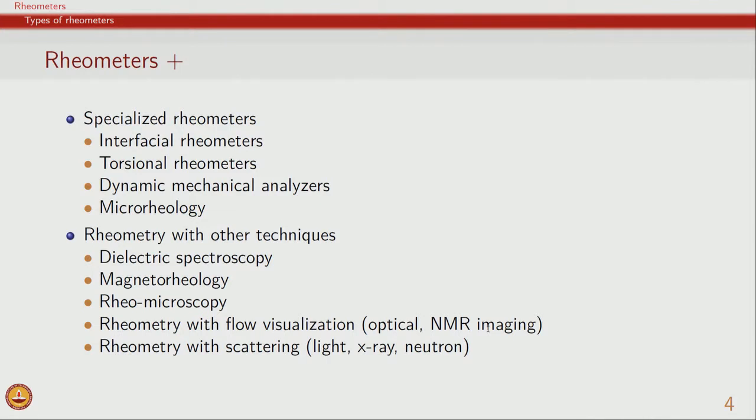Or if we have any colloidal system with rod like particles and we want to know whether they are orienting, we can again do microscopy along with rheology to see whether orientation is happening. So, there are several applications in which microscopy is done along with rheometry itself.